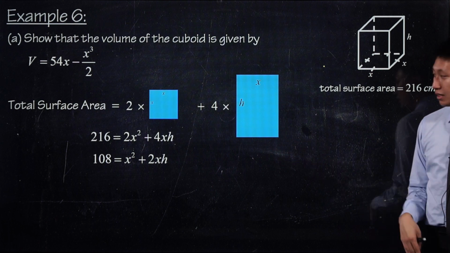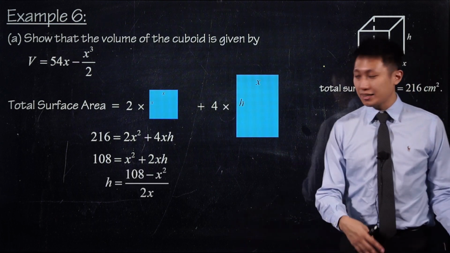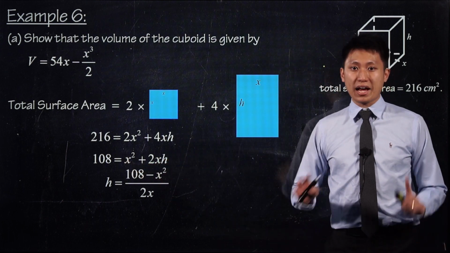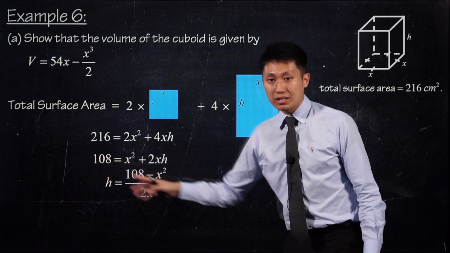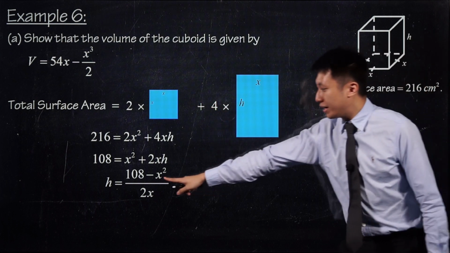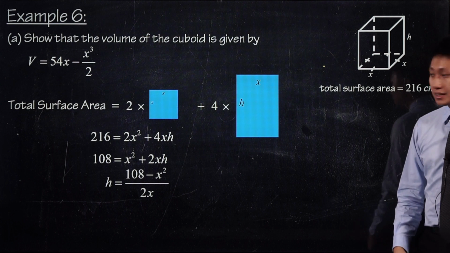Then I have this one. I simplify a bit. Then I want to make one thing on the other side. Again, you see x and x squared here. It's very difficult to do that, right? Put x on one side. And it's not possible for this case. So you put x on one side and leave it with h on the left hand side. Okay, so h is equal to 108 minus x squared over 2x.